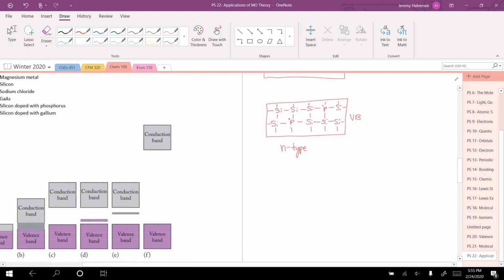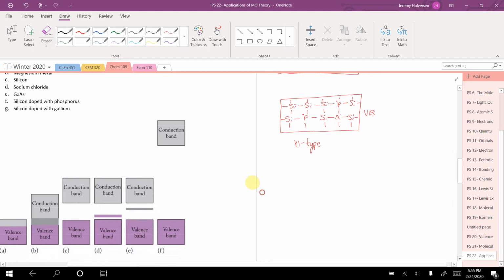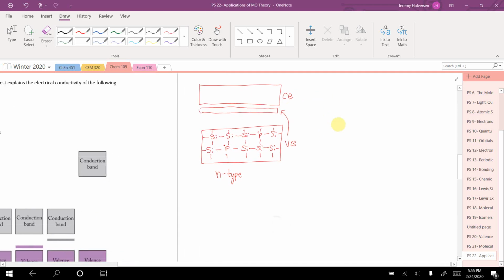Now when we do that, what we say is we take some of this valence band and we bring the energy of those phosphorus electrons closer to the conduction band. So this is what an N-type semiconductor, or a negatively doped semiconductor, looks like.